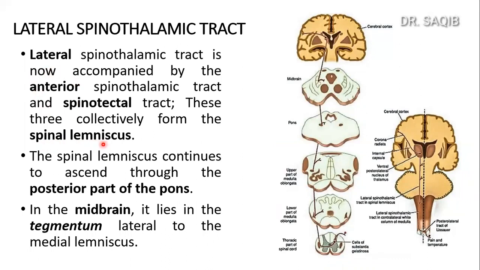So what is this spinal lemniscus? When the lateral spinothalamic tract, the anterior spinothalamic tract, and the spinotectal tract collectively unite, they form the spinal lemniscus. The spinal lemniscus continues to ascend through the posterior part of the pons. This is the pons and this is its posterior part. In the midbrain, it lies in the tegmentum, lateral to the medial lemniscus.